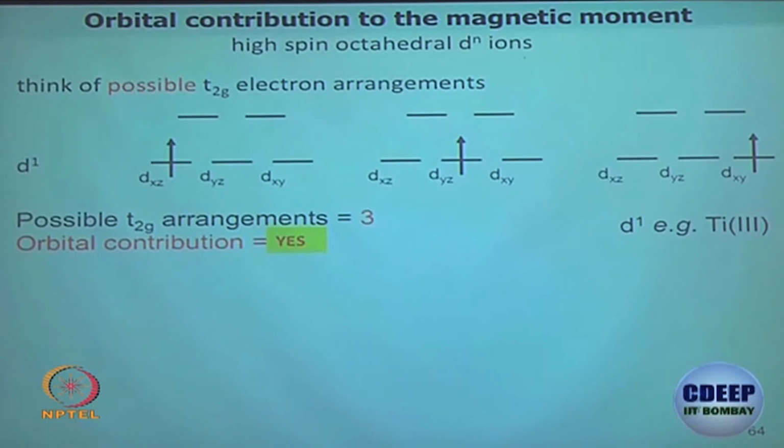D1, in titanium 3+. So if you calculate the total magnetic moment for this, one electron should give you what? 1.73. It will be a little bit more than that. Let's say the experimentally found value is 1.83 instead of 1.73. Why is that? Because it is coming from here.